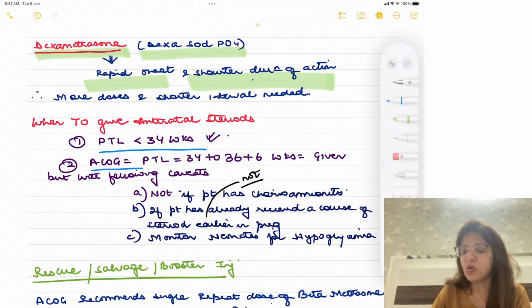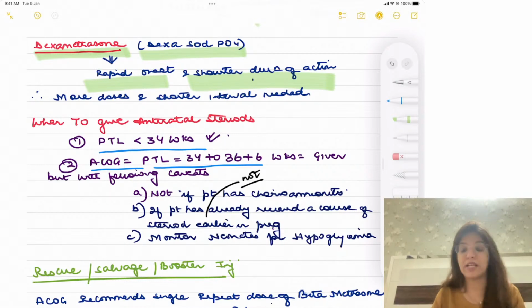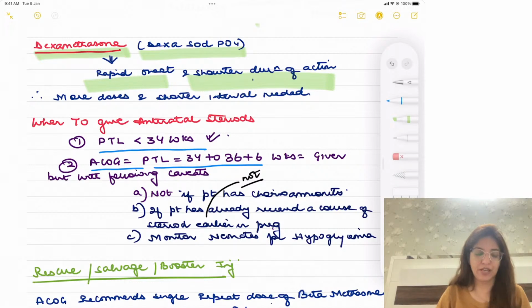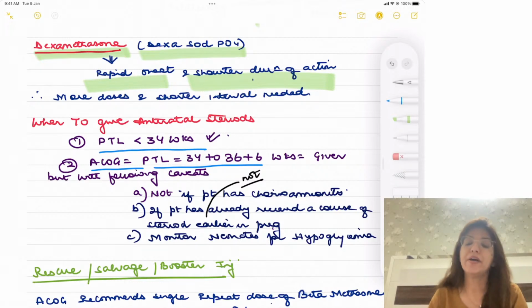Then ACOG says that you should give corticosteroids to all patients who are having preterm labor between 34 to 36 weeks plus 6 days, but with the following caveats in your mind. What are the caveats? Number one, these patients should not be having chorioamnionitis, right? Number two, they shouldn't have received a course of corticosteroids earlier, right?